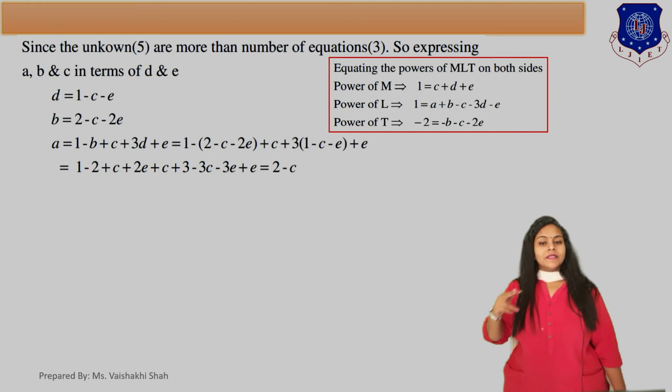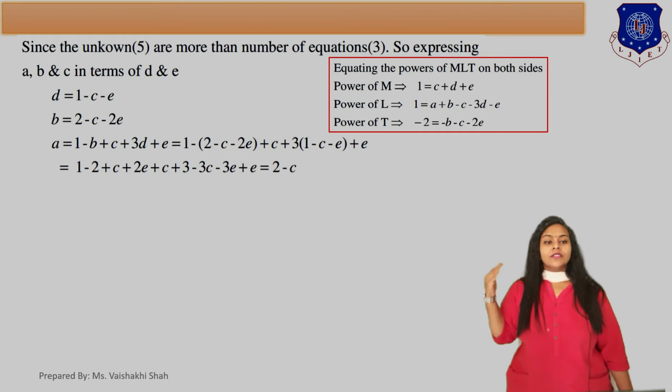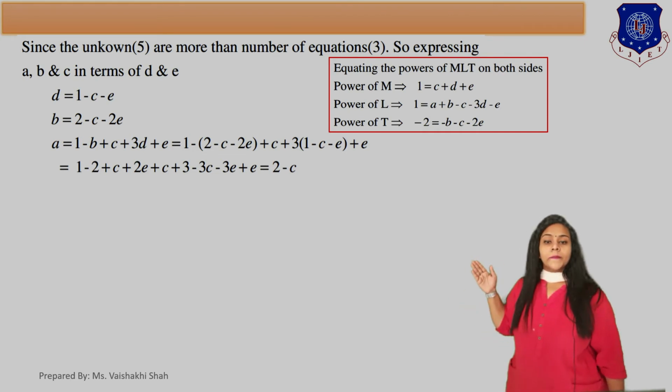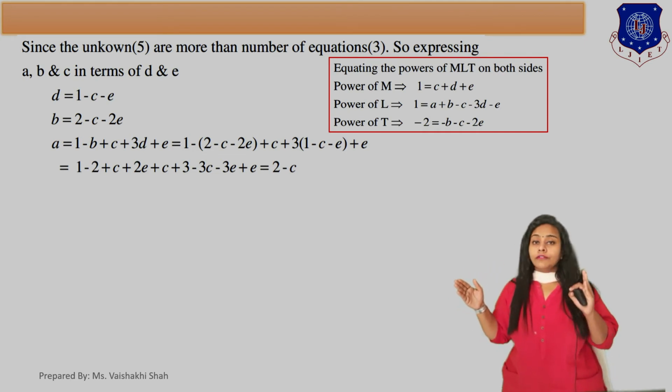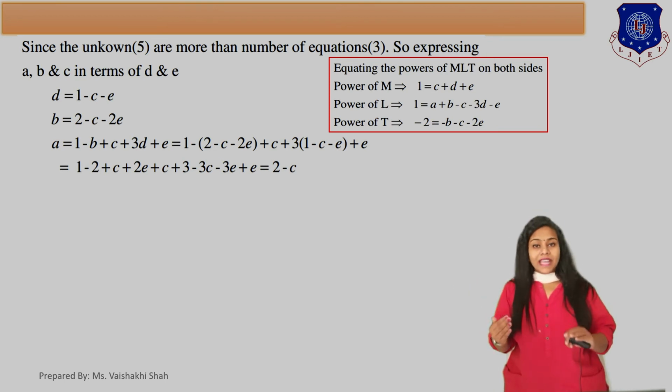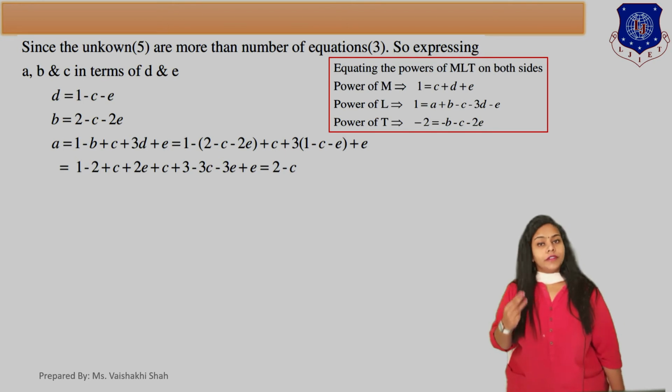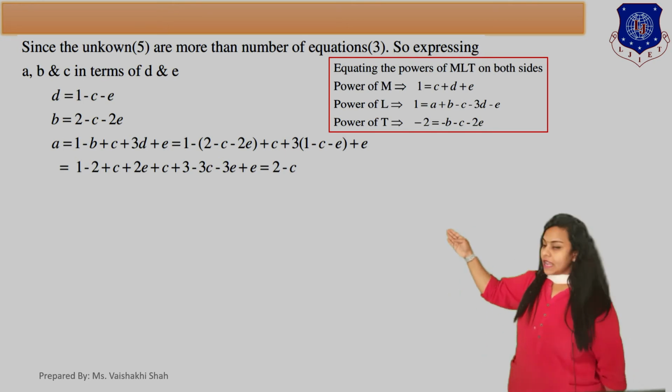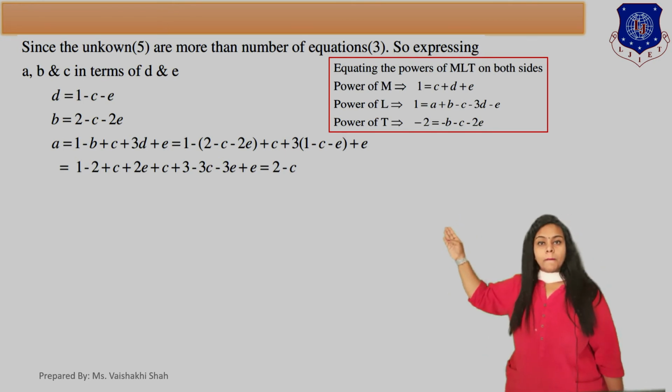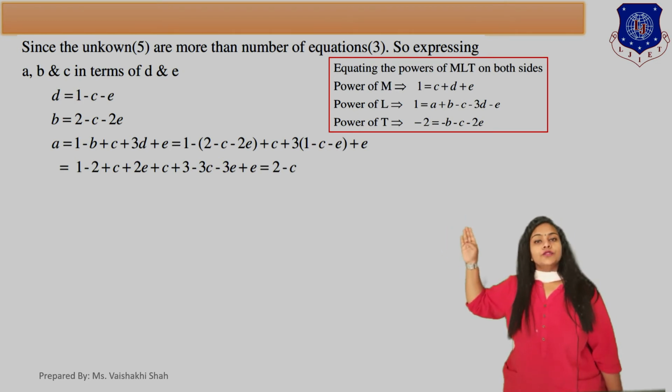Now from the other equation, make B your subject, small b. In your third equation, which is the power of T, make B your subject. So that becomes B equals 2 minus C minus 2E.